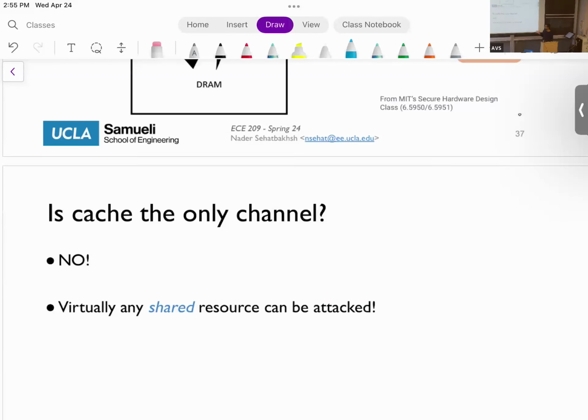Is the cache the only shared content for this? No, there are actually tons of papers that show the branch predictor has the same issue, TLB has the same issue, DRAM has the same issue. Any sort of thing that can cause contention could potentially be exploited the same way. And again, as I said, we will be seeing an explosion of the number of different shared units in our systems, unfortunately.